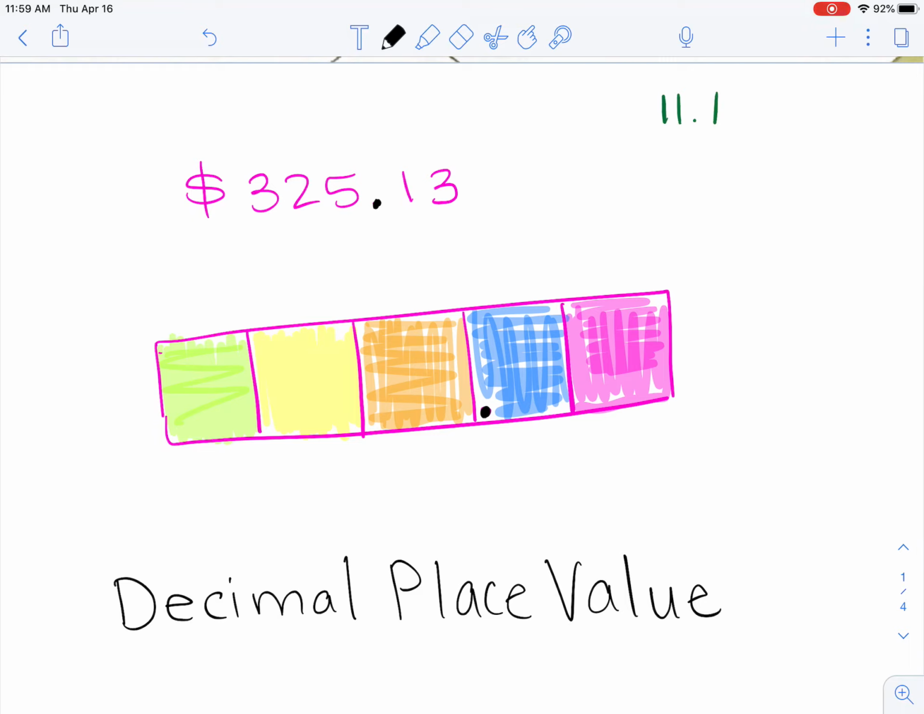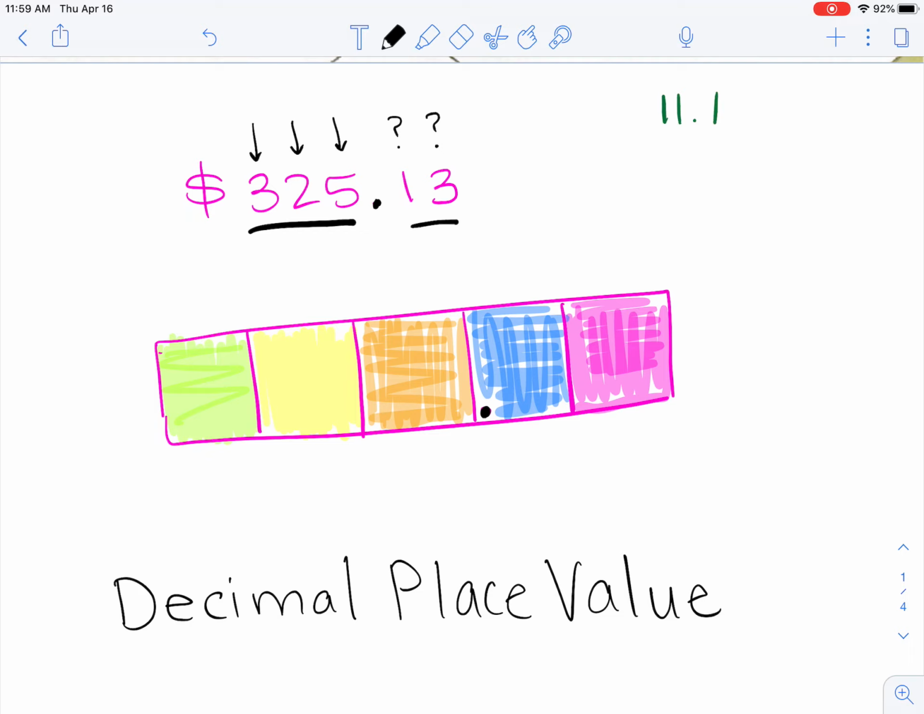So if I have $325.13, I have 325 whole dollars, and I have a fraction of a dollar. Think about this. We have ones, 5 ones. I have 2 $10 bills, and I have 3 $100 bills. But what is this? And what is this? How do I have a fraction making it 0.13? You do this all the time.